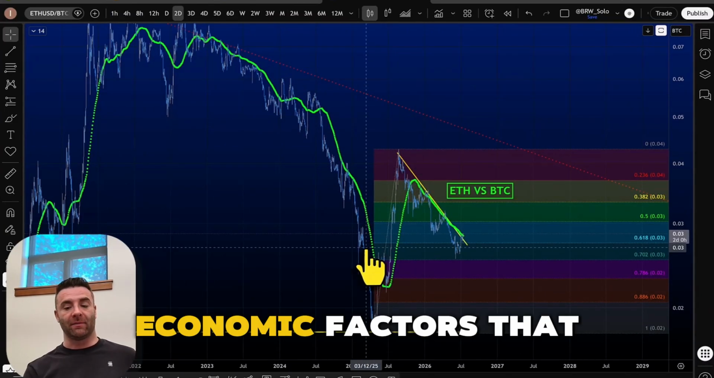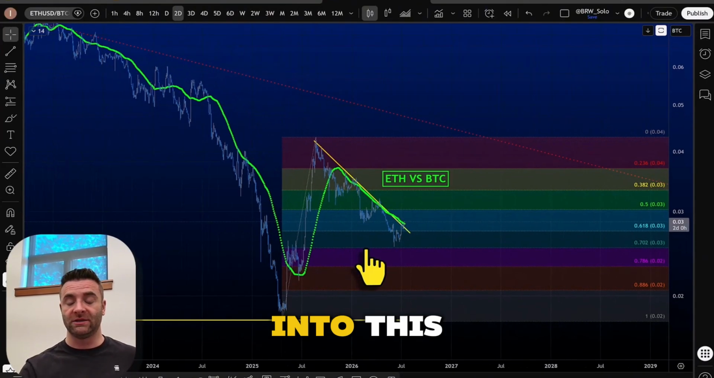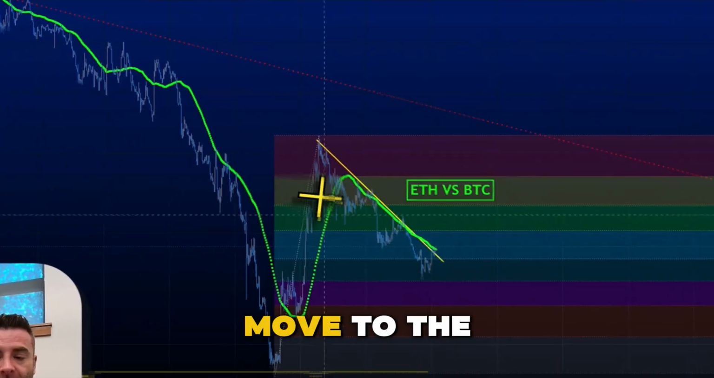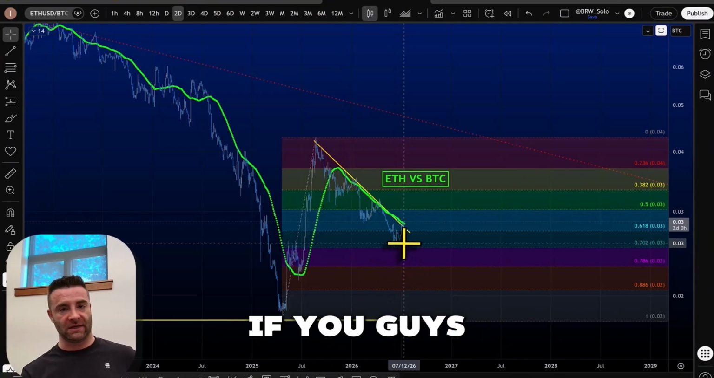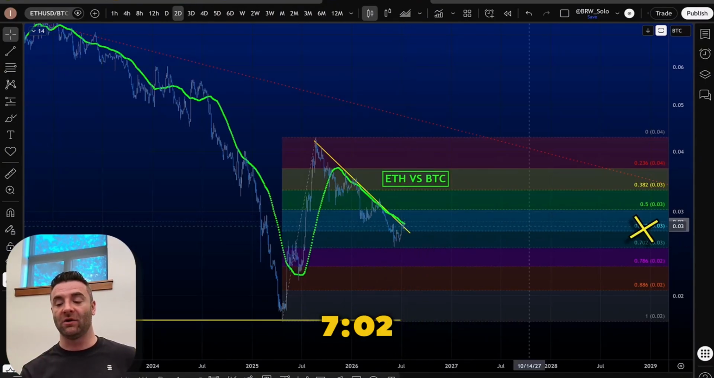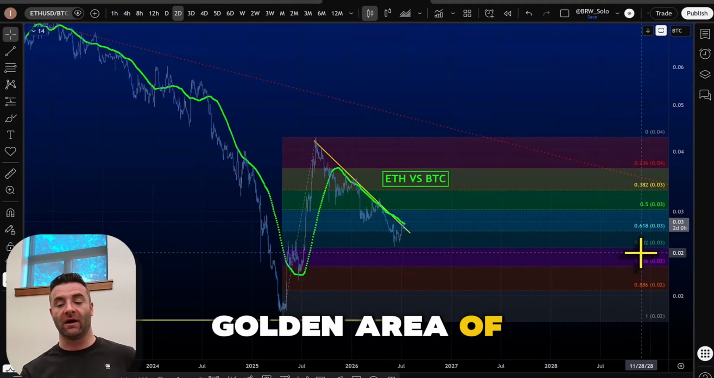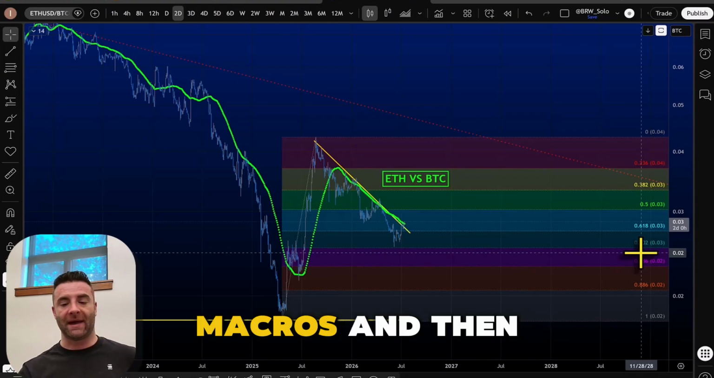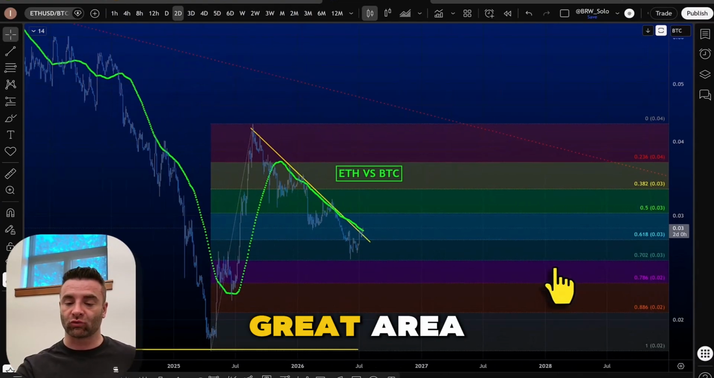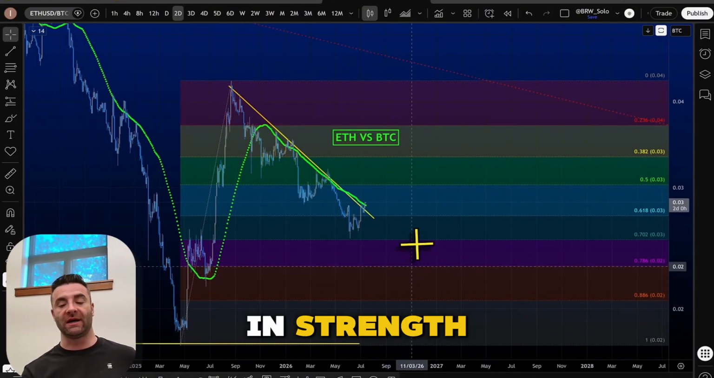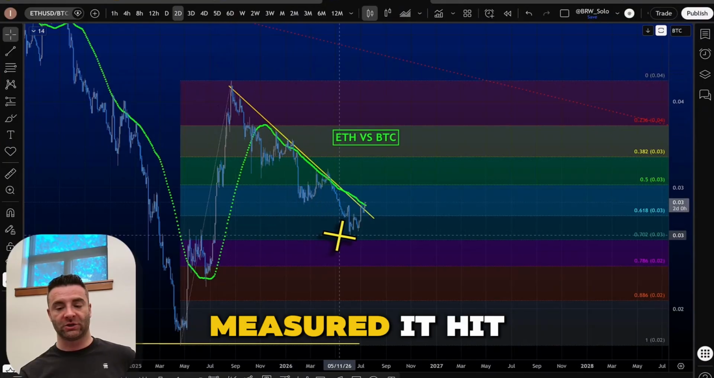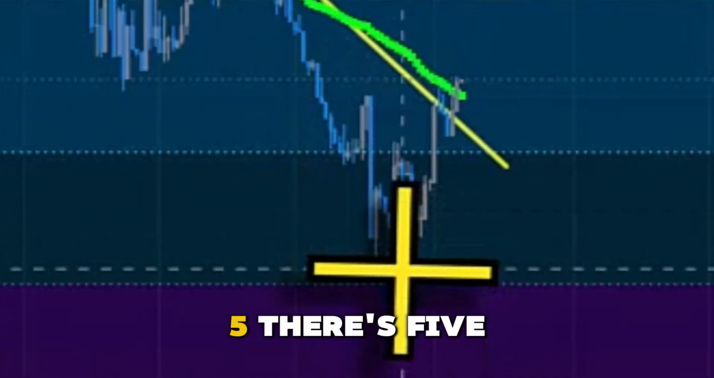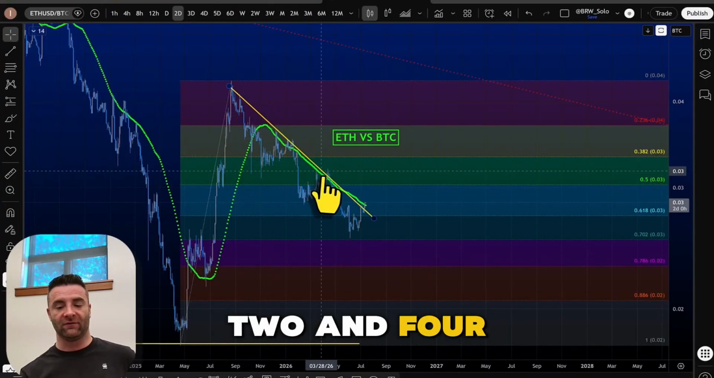There's a lot of factors, economic factors that did play a huge role into this. But if we do technical structures here and we just measure this bottom move to the top, you could see that, if you guys know, I'm very familiar and love the 702, which is a golden area of reversal. It's a very good area to bottom out for your structures, especially on the macros, and then buy in. This is a great area if you're looking for a reversal in strength. So we had taken the structure, measured it, hit the 702. You could count 1, 2, 3, 4, and a 5. There's 5 waves in there.